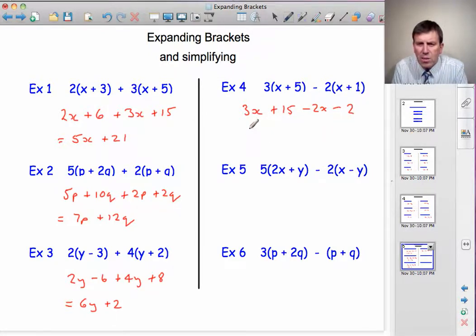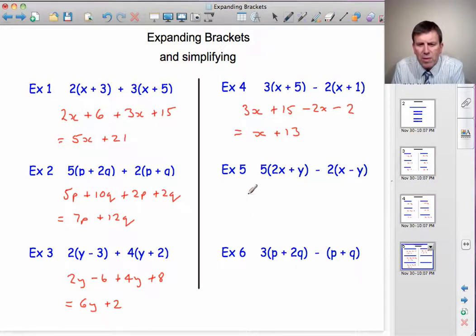Collect the x's, collect the numbers. 3x minus 2x is 1x, which I'll write as x, rather than stick a 1 in the front. Plus 15 minus 2. 15 take away 2 is plus 13.